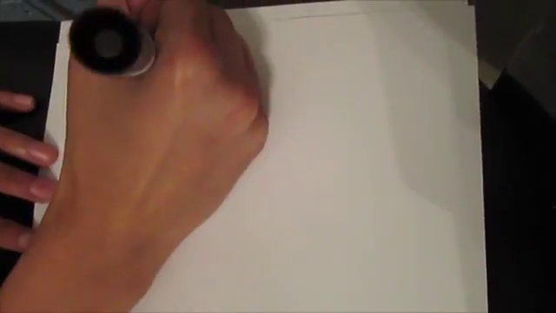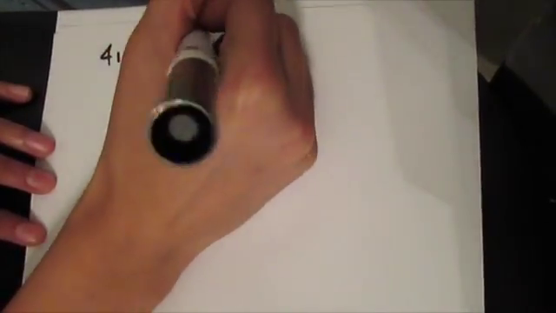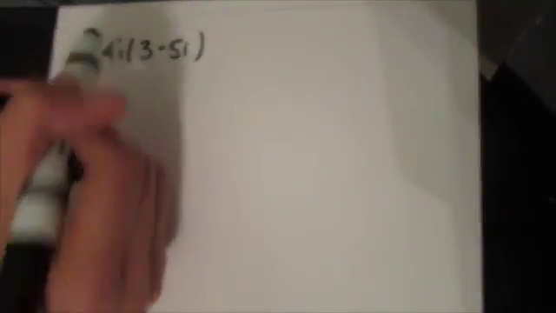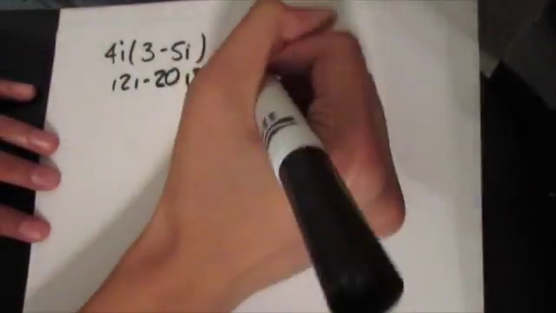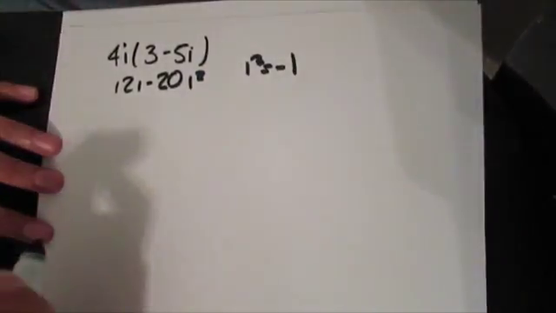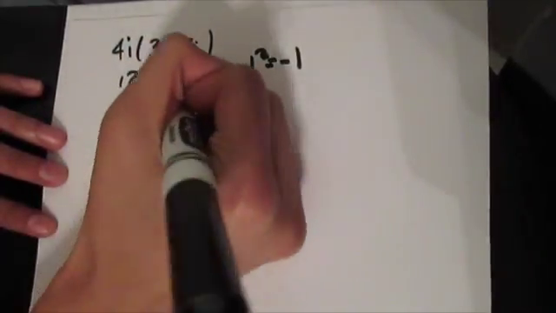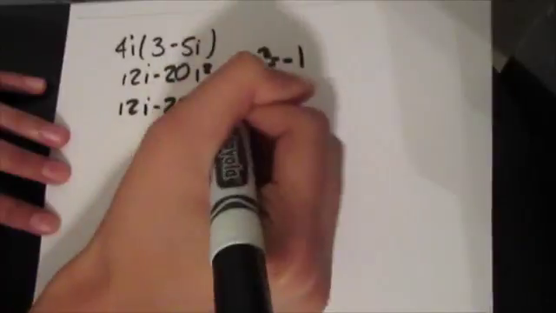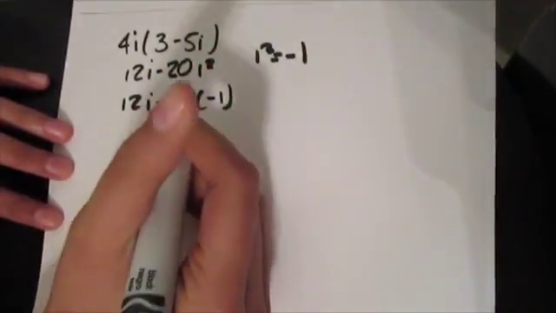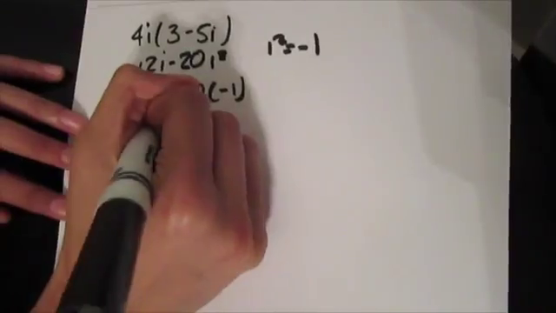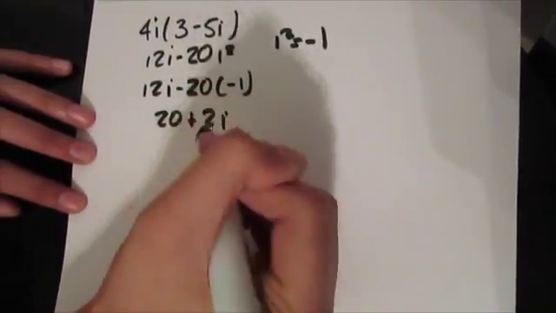Second concept is multiplying complex numbers. For example, if we have 4i times (3 minus 5i), we will be using the distributive property, and once again we're going to consider i as a variable. So we would end up with 12i minus 20i squared. If you recall from the beginning, i squared is equal to negative 1. So we will end up with 12i minus 20 times negative 1, and once we multiply, we end up with 20 plus 12i after simplifying.